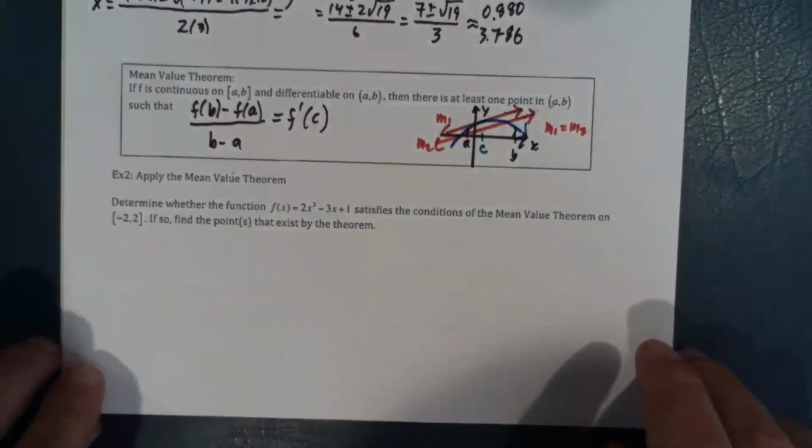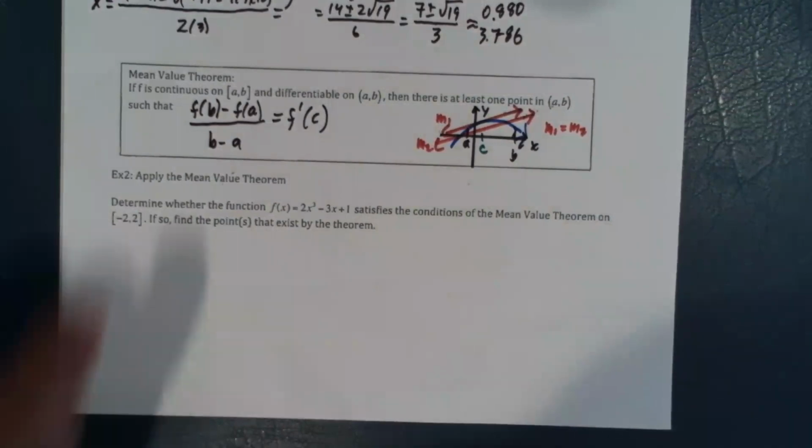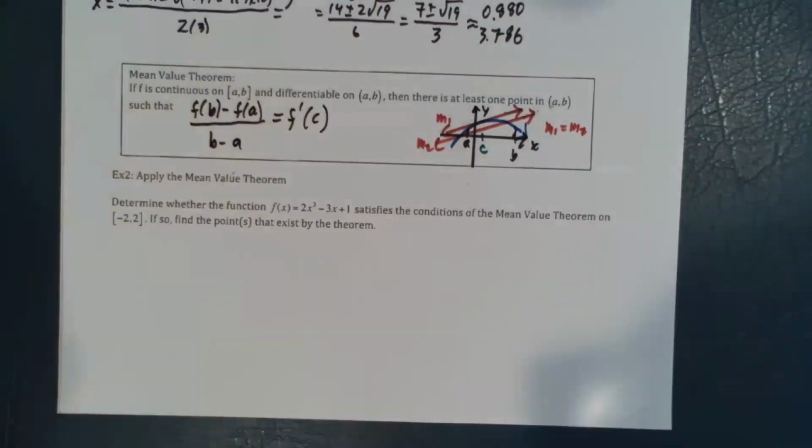So our conditions, we only have two conditions for the mean value theorem. f has to be continuous on a to b and differentiable on a to b. So we are going to use the mean value theorem to determine whether the function f of x equals 2x cubed minus 3x plus 1 satisfies the conditions of the mean value theorem on the interval -2 to 2. And if so, find the points that exist by the theorem.